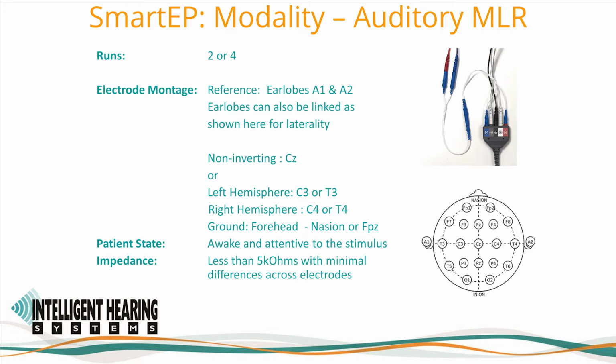Patients should be awake and attentive to the stimulus during testing. Impedance should be less than 5 kiloohms with minimal differences across electrodes. Once the acquisition parameters are loaded and the electrode montage is set up and the patient is connected, please proceed to acquire 2 to 4 recordings by selecting Acquire.